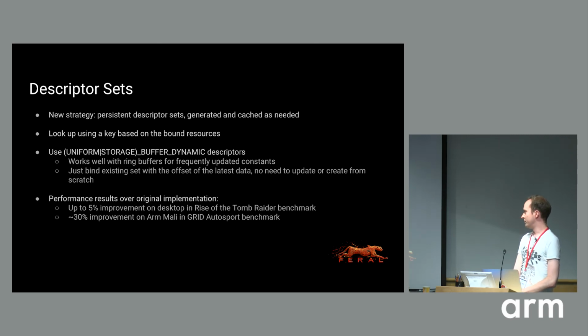So yeah, compared to the original implementation that we had, rewriting descriptors per frame, on desktop this gave a modest performance improvement. For example, Rise of the Tomb Raider's benchmark, depending on driver, was like a 5% improvement. But then, as I said before, on our Mali GPUs it was quite bad before. This gave us around about 30% performance improvement. And that brought our performance on those GPUs in line with what we were seeing on other similar spec mobile GPUs.